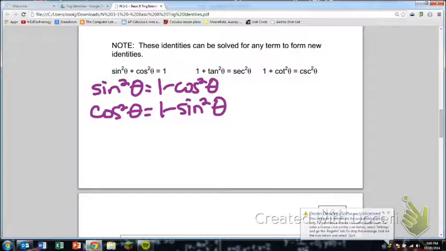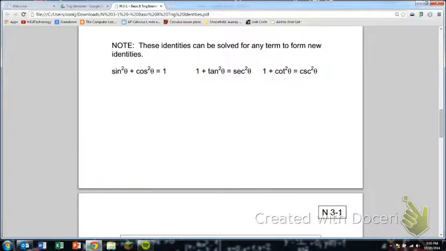Or you could change all the signs. So you would have this, right? Lots of things that you can do to this identity to create new identities just by moving things around, changing signs, all of that kind of stuff. And you could do that with any of these. So we'll go over some more of that tomorrow in class. So what you're going to be doing with this is trying to simplify other expressions using these identities.